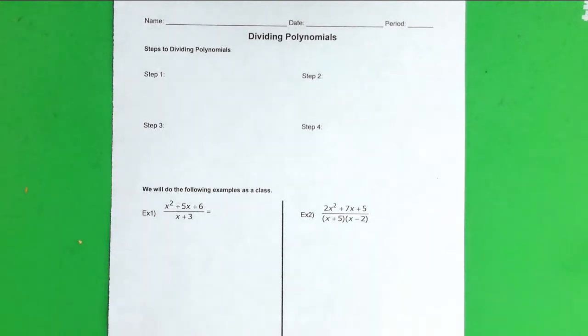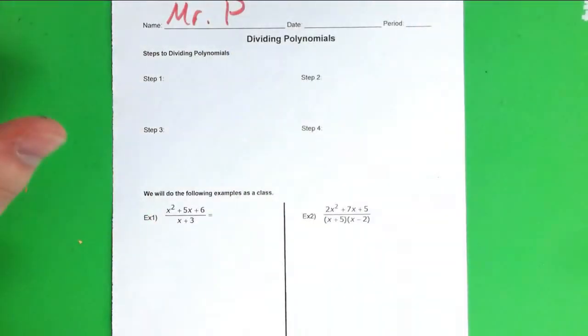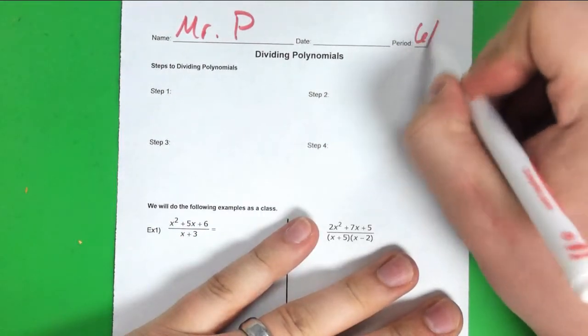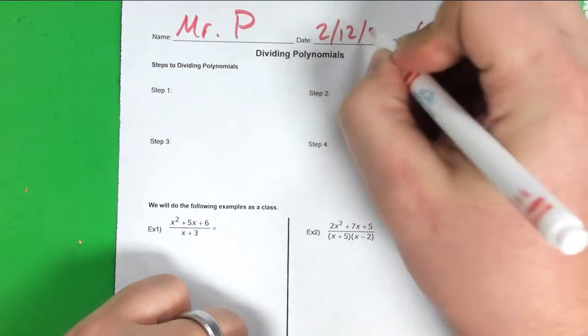All right, let's make sure we write our names on here. Let's get our name. Let's see, I'm going to use red. Okay, so I'll get my name on there. It is now either 6th or 7th period. Okay, and then today's date. Let's see, it's the 12th.